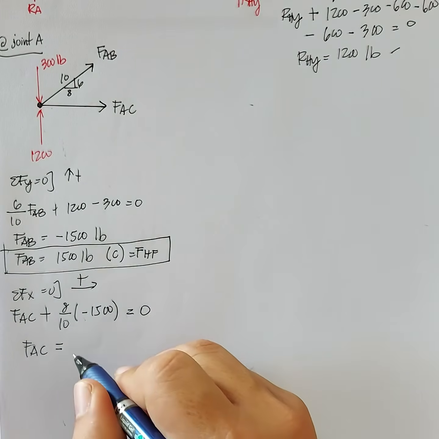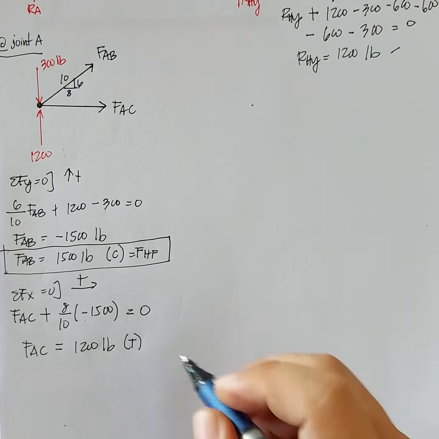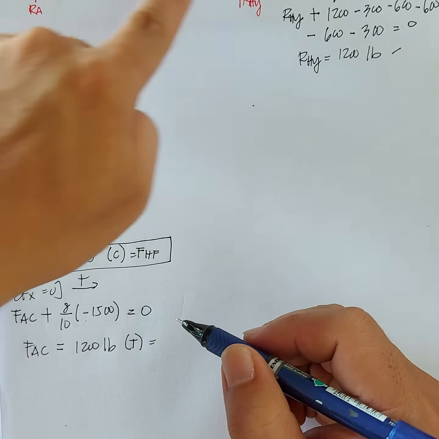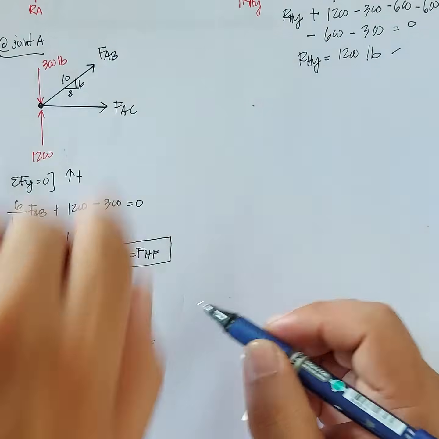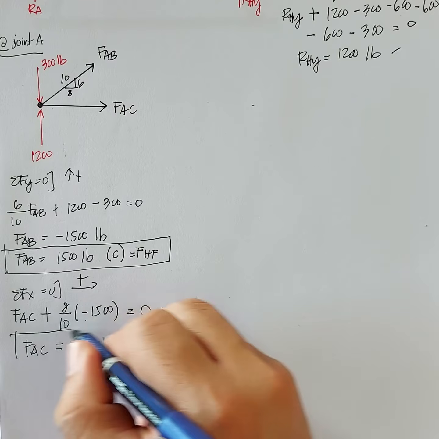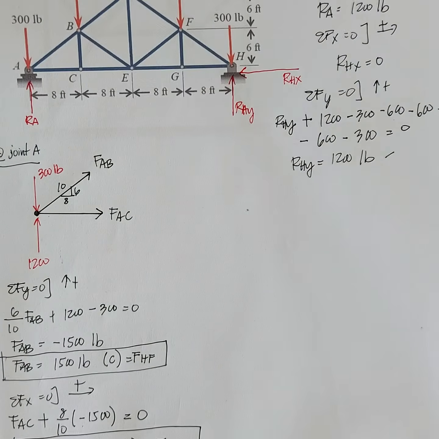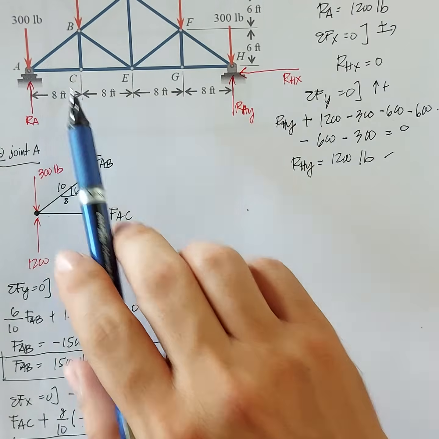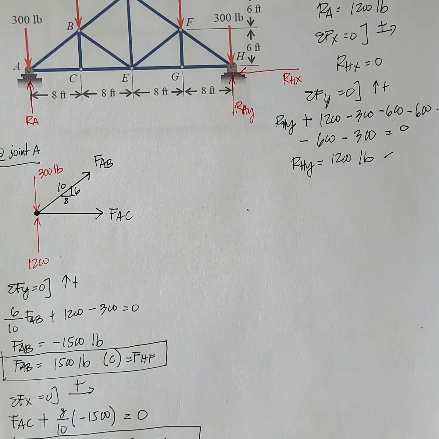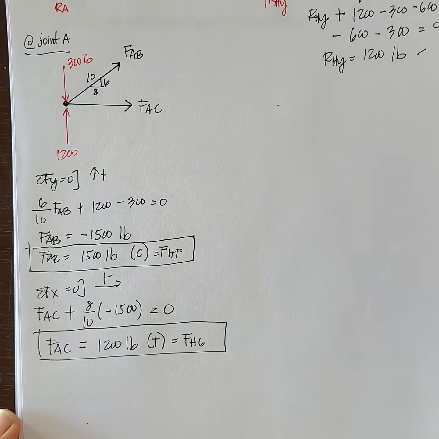1,200 pounds. So, positive siya, which means tension yan. That is also equal to AC, HG. F HG by law of symmetry. So, parehas lang tong FAC natin at FHG dyan. By law of symmetry. So, okay na tayo. Alright.